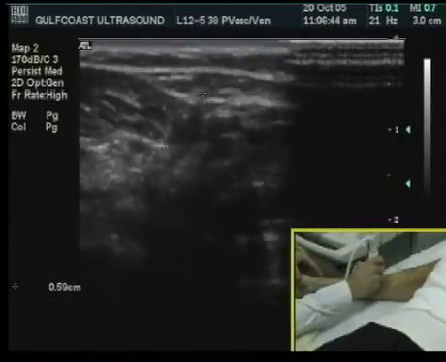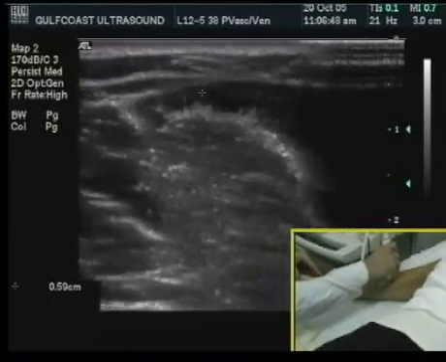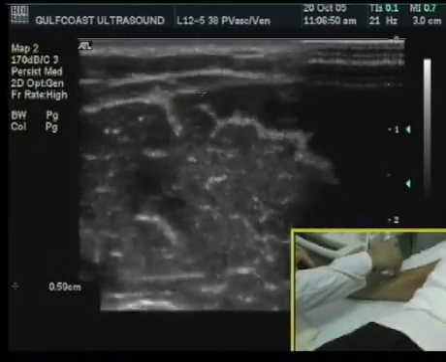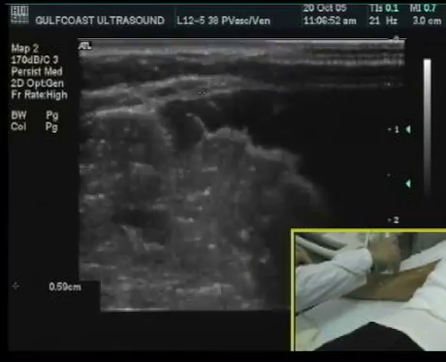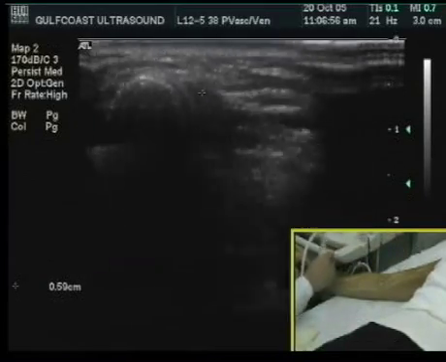There's a median cubital vein heading off to the right. And this will proceed up into the upper arm. I think we'll look at this in just a moment with the tourniquet on. But that's the cephalic vein adjacent to the radial artery, or pretty close to it.